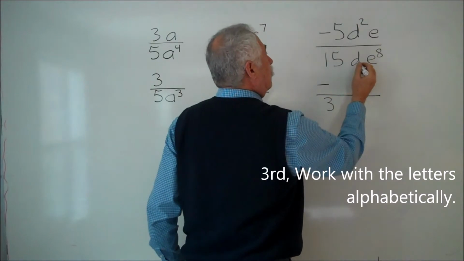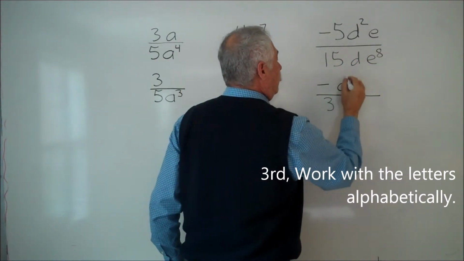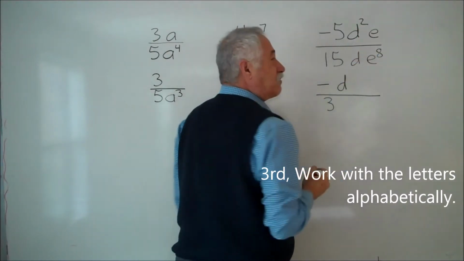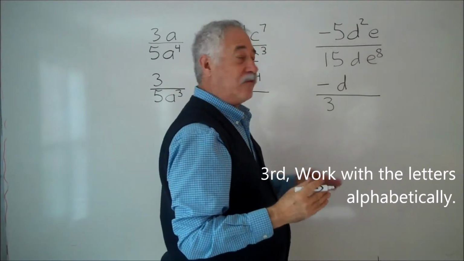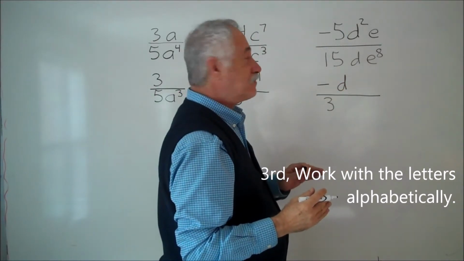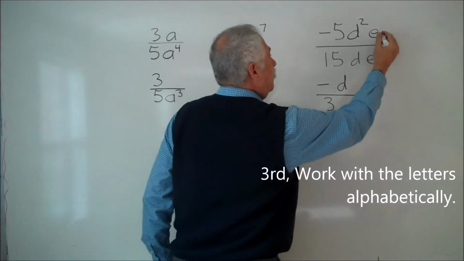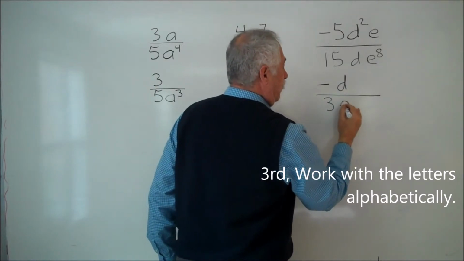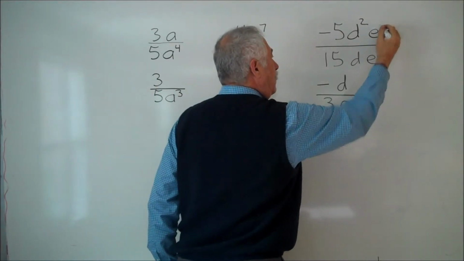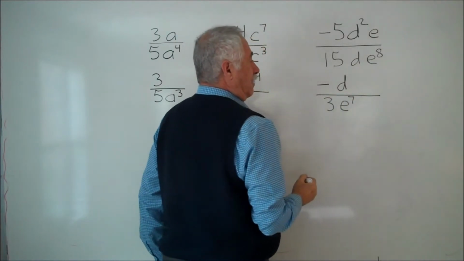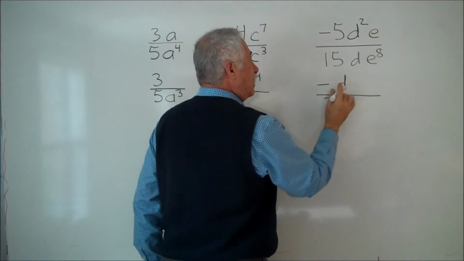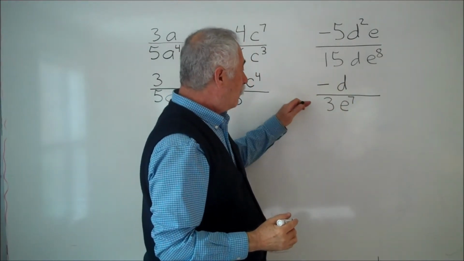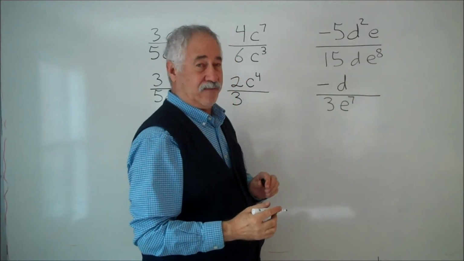D to the 2nd over D. The higher power is in the numerator. Keep the D there. 2 minus 1 is D to the 1st power. We don't write a first power if we have the variable. We just write it the way it is. Moving on to the E. The higher power of the E is in the denominator. Keep the E there. 8, take away 1, is 7. We do not need the 1 up here because D has an invisible 1 attached, and that is the final answer. Minus D over 3e to the 7th power.